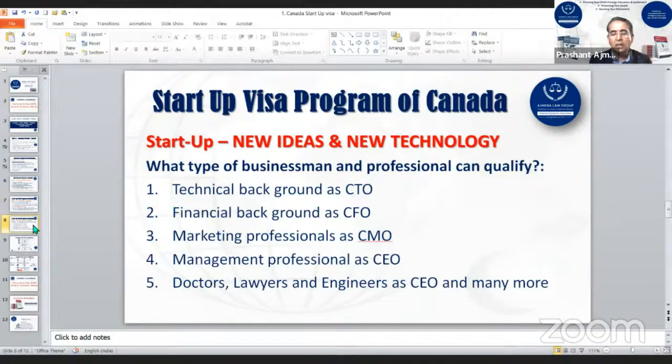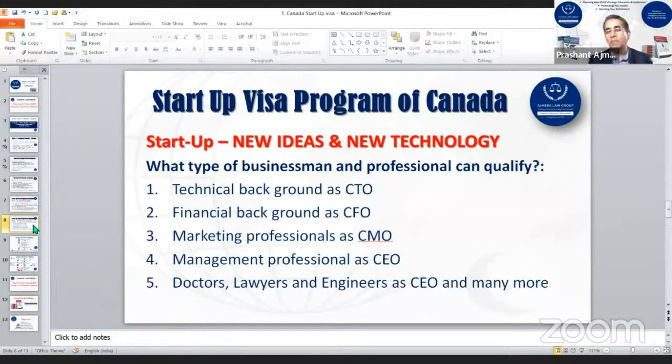And many more professional people, particularly in the age group of, say, 35 to 40, 55, can be ideally suited for the Canada Startup Visa program. And why you should consider this program particularly is because I'm sure that you have children who are ready to go and study in Canada.